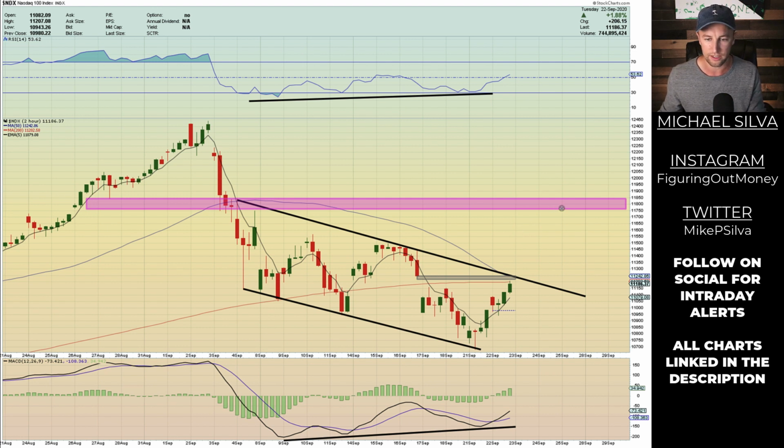Now, as far as resistance goes, it would be right around 11,750 to 11,850, and that's where I would say would make sense, and it would send the RSI back into overbought territory, which could potentially be a good area for reconsidering a short position. But we will see. Those are the levels that I'm looking at on the Nasdaq 100.